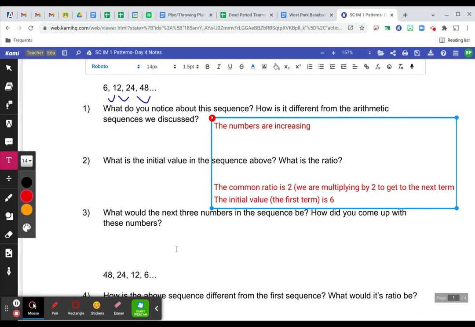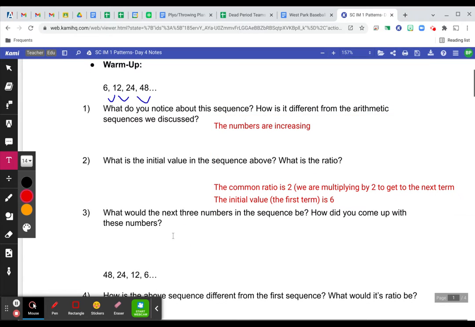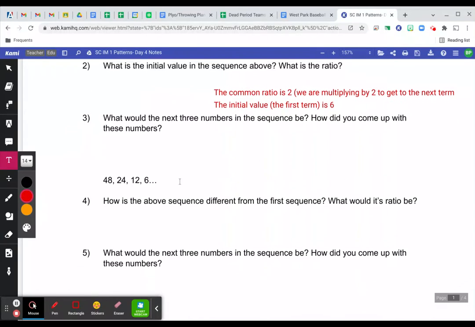For number 3, what would the next 3 numbers in the sequence be? Well, you would just keep on multiplying. It looks like the ratio is 2. Multiply 48 by 2, multiply 96 by 2, etc., and just keep on multiplying by 2.